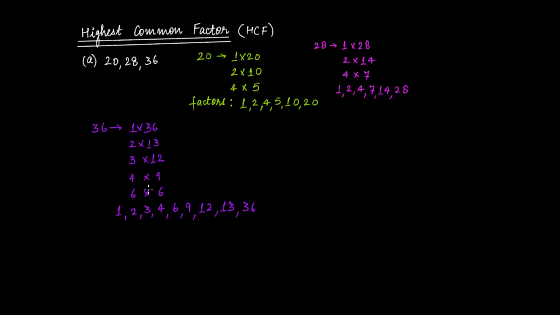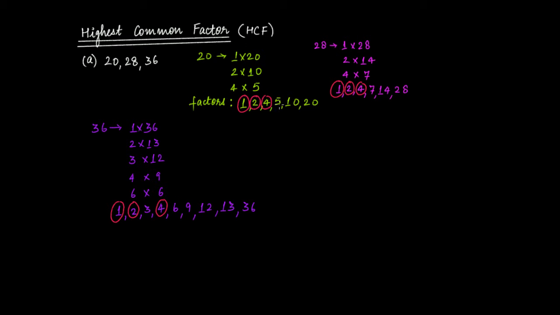The common factors are: 1 is here, 1 will always be present everywhere. This is one common factor. The next one is 2. 2 is here, 2 is here. The next one is 3. 3 is present here, but 3 is not here, that's why you'll just ignore it. 4. 4 is here, 4 is here, and 4 is here. So 4 is a common factor.